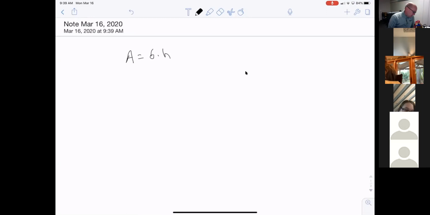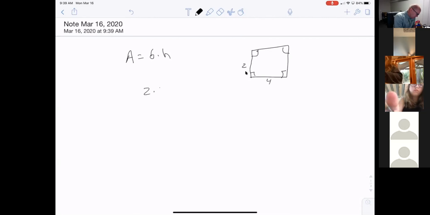That's pretty simple. If we had something like a rectangle where everything was square, and this was 2 and this was 4, I could just take 2 times 4 and get that the area was 8 units squared, right? No big deal with that.